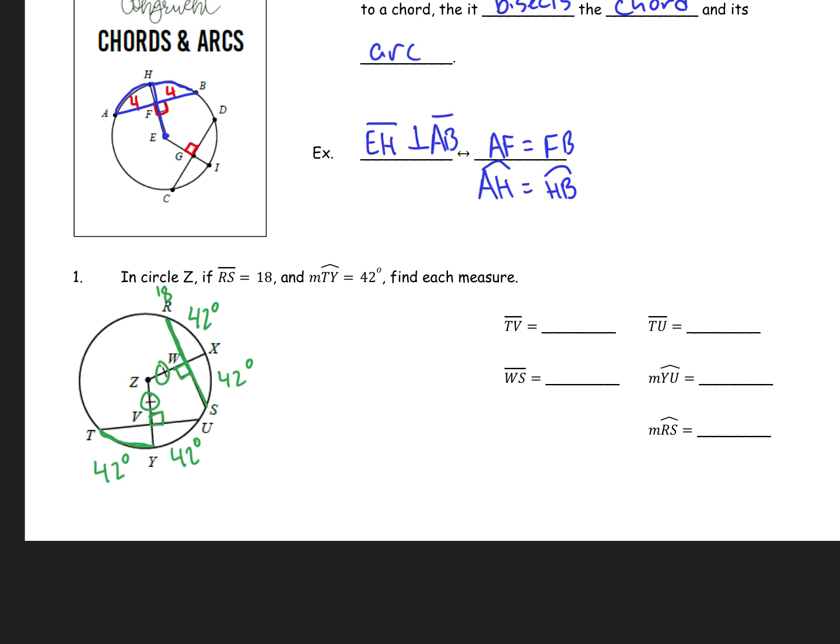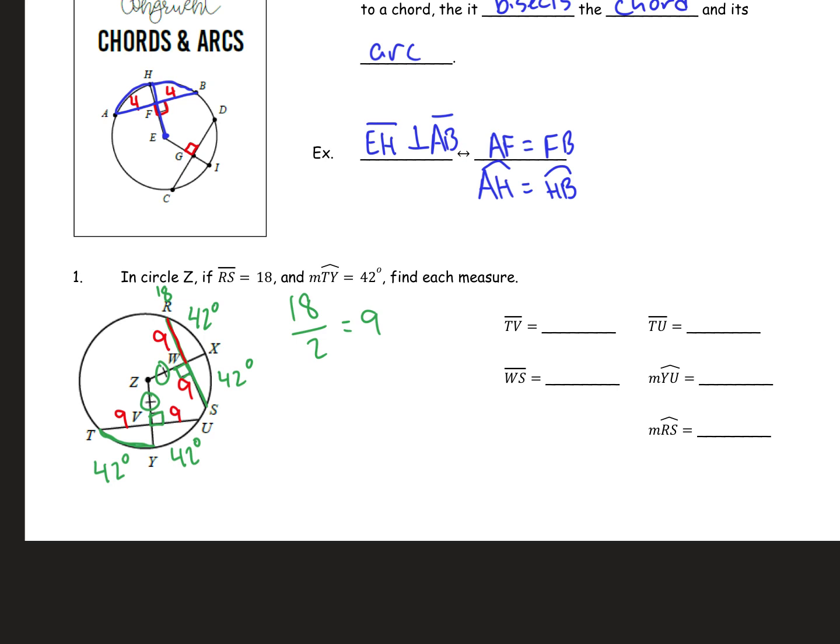Now RS, we said, was the whole segment here. That total segment is 18. But because of the right angle, it gets cut in half. So 18 divided by 2. That's 9. I'll do this in another color to make it stand out. RW is 9. WS is 9. Those two parts are congruent because they're cut in half. And then, because the chords are congruent, TV is 9, and VU is 9 as well. So now we have every piece of information we need to actually answer these questions over here.